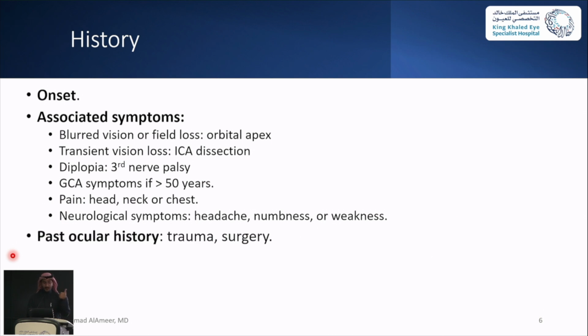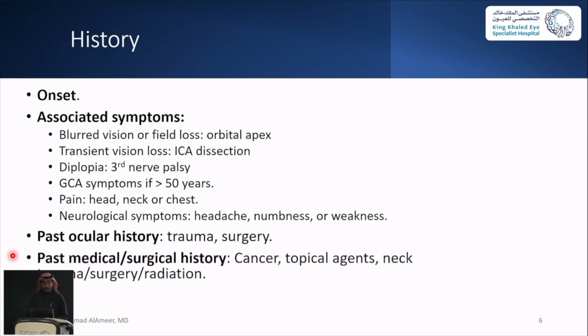Ocular history is very important. If the anisocoria was noted immediately after surgery, then you can clearly diagnose the patient. Or is there any trauma to the eye? And then past medical history and surgical history, history of cancer, metastasis, topical agent. Is there any neck trauma or neck surgery, radiation to the neck? And then you ask about the medication. Certain medication can cause bilateral dilated pupil or constricted pupil.